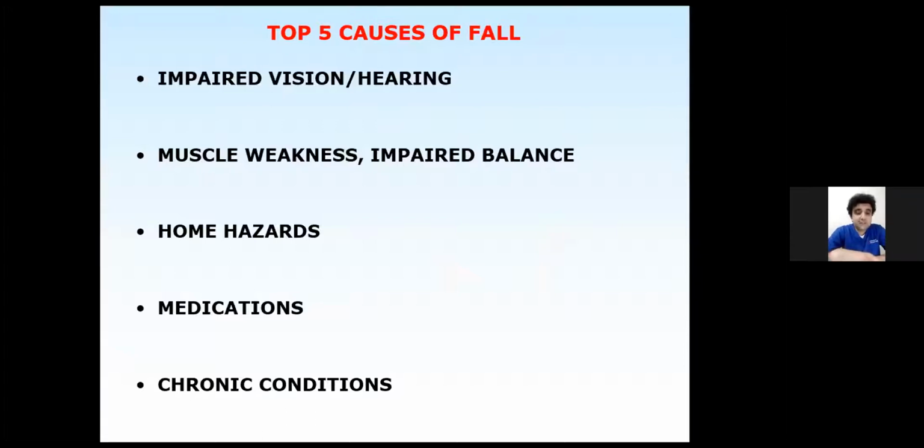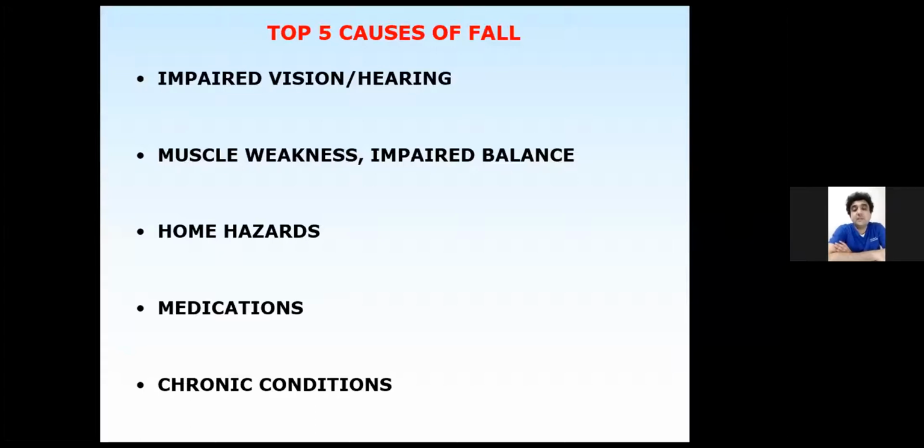Now that we've seen the risk of falls, let's also look into the causes of falls. What you see in the next set of slides is the 5 topmost causes of falls. As all of you will be aware, the most common one is impaired vision and hearing. We know that as we age, the vision goes down and the hearing goes down. This is one of the most important reasons why elderly people fall.